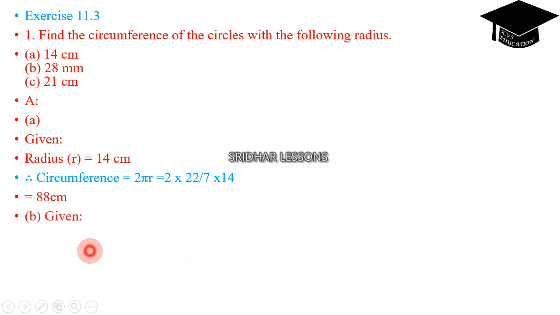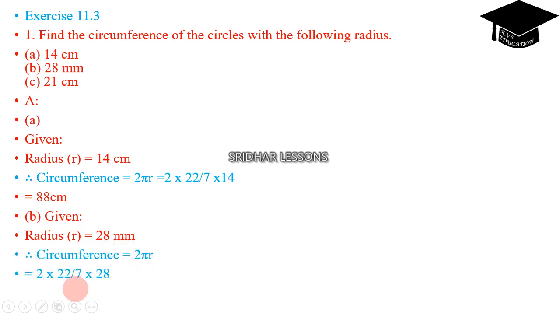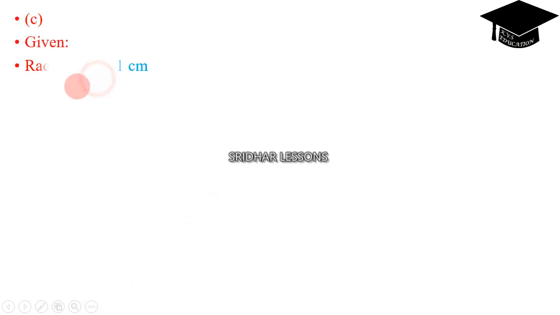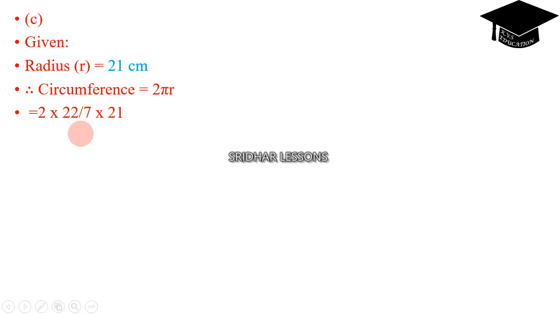Similarly, for problem B, given the radius r equals 28 millimeters. So the circumference is 2 pi r, in which 2 into 22 by 7 into 28. This equals 176 millimeters. Okay, and the last one, C: given radius r equals 21 centimeters. Therefore, circumference is 2 pi r. That means 2 into 22 by 7 into 21. Upon cancellation, we have got the value 132 centimeters.